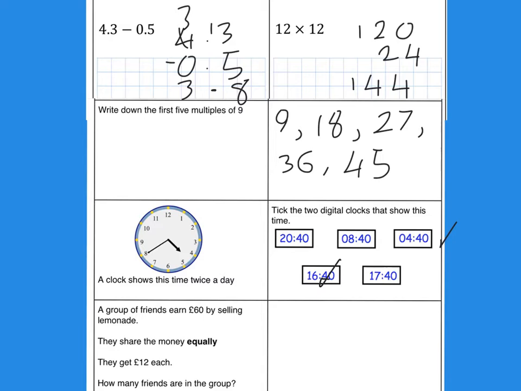A group of friends earn £60 by selling lemonade. They share the money equally and they get £12 each. How many friends are in the group?